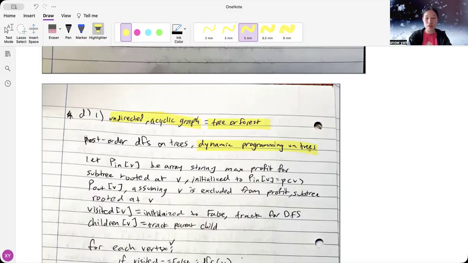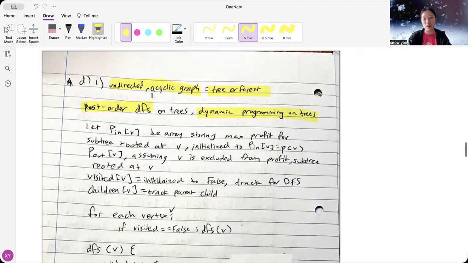Additionally, to do dynamic programming on the trees, we have to traverse the trees, right? Breadth first search won't work because it's hard to keep track of the previous cases. So the only way we can work around this is post-order DFS, because we need the children to determine what the parent should be. That's why we use post-order DFS on trees for this question.